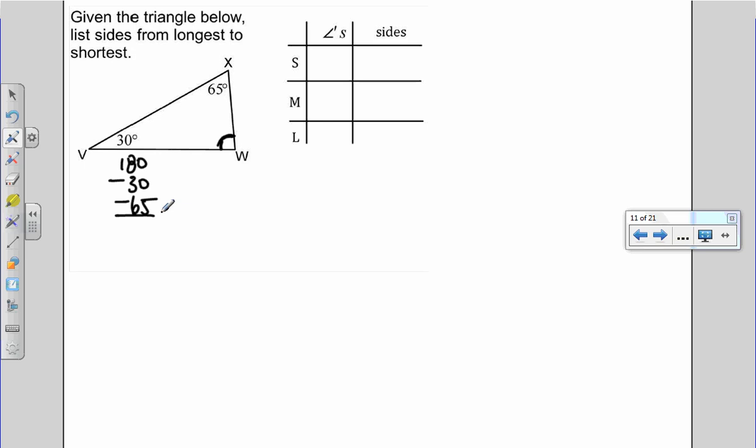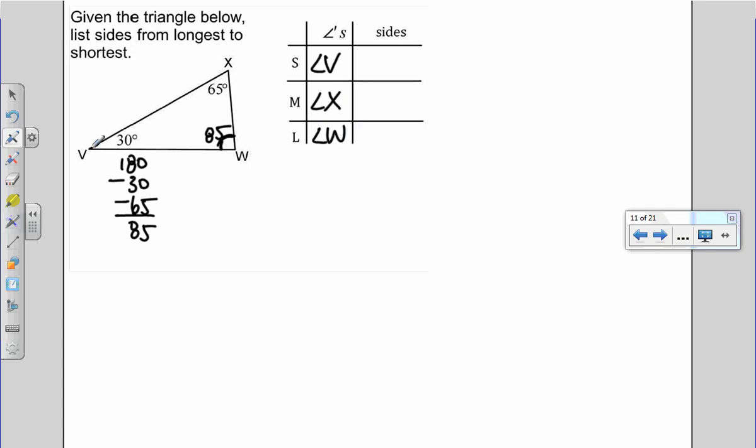150, take away 65, I think you're going to find out it's 85 degrees. Check me on that. So if this is 85, we're going to fill out our chart the same way. Smallest to largest. The smallest angle is V. Angle V is 30. Angle X is the second biggest, and the largest is angle W.